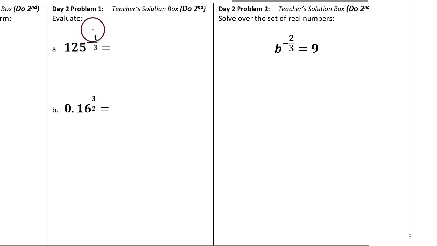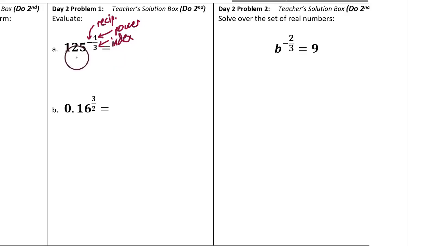The different parts within that exponent carry meanings that we have learned this year. A negative exponent means reciprocal. The numerator of an exponent is a power. And the denominator of an exponent is the index of a root. So if we use all those meanings together, we can find out the value of this.